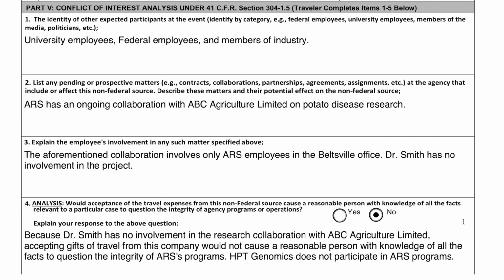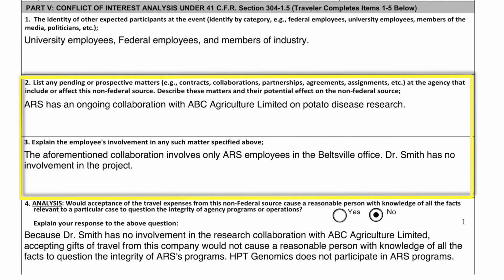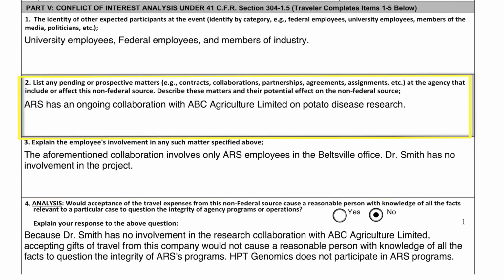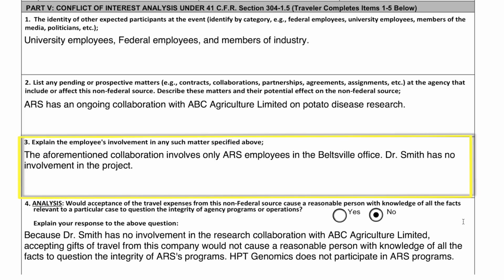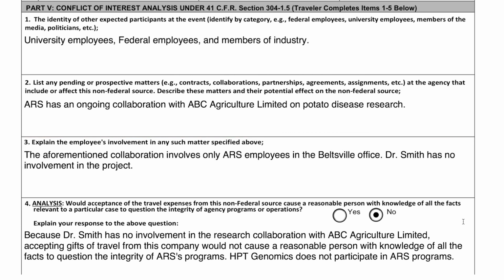Let's look at questions 2 and 3 in Part 5. List any pending or prospective matters at the agency that include or affect this non-federal source, and explain the employee's involvement in any such matters. We are asking whether the outside source currently has any business before your agency and if you have any involvement.